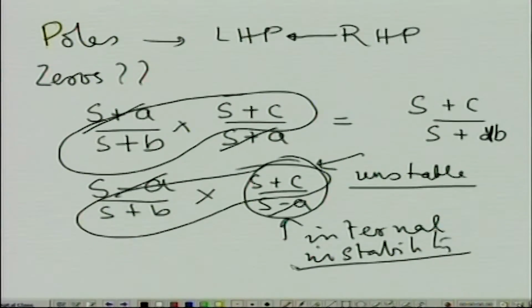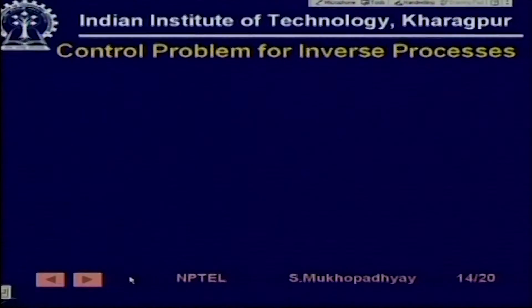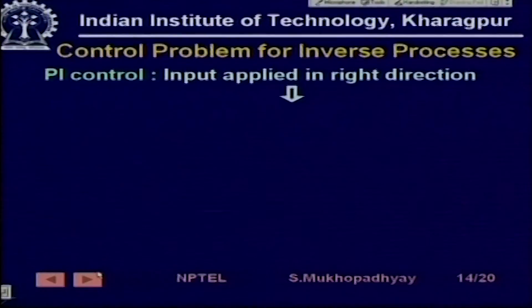So, what happens is that internally some signal will go unstable, although it may not affect the output. So, we cannot cancel the 0, you see. So, what we must do is, so what do we do? This is another case where actually now we come to the control problem.